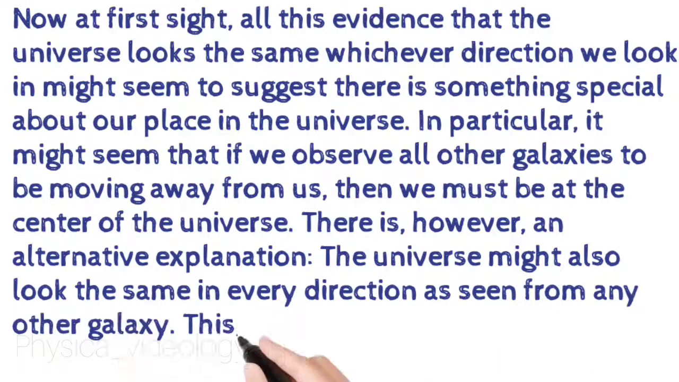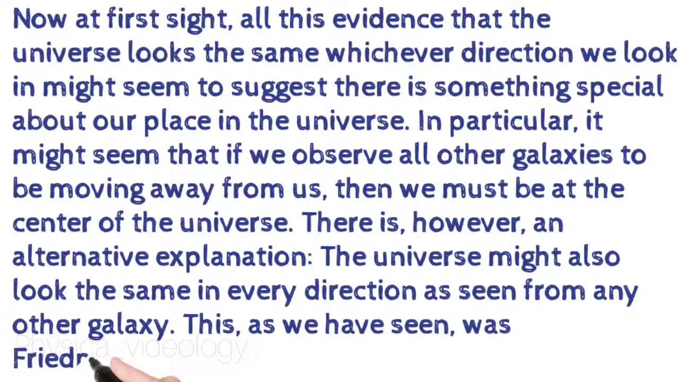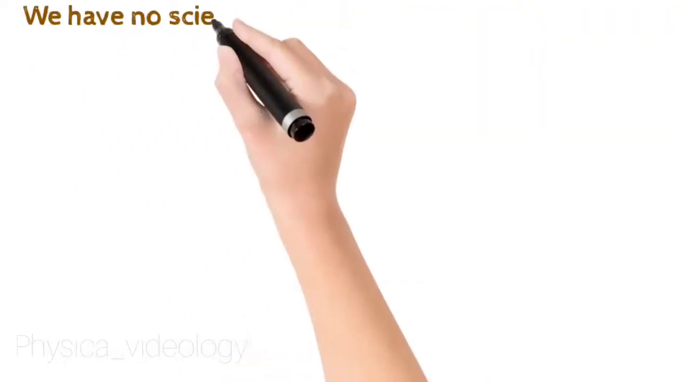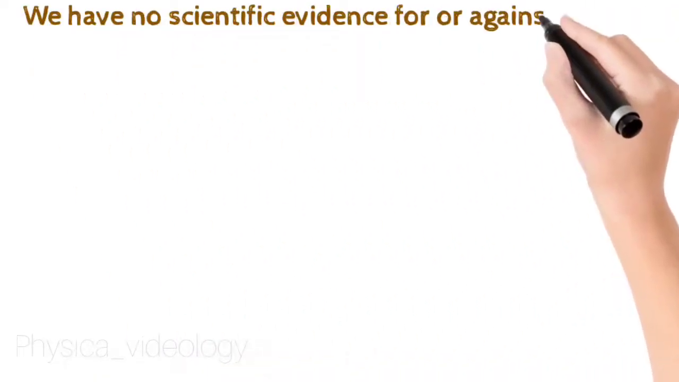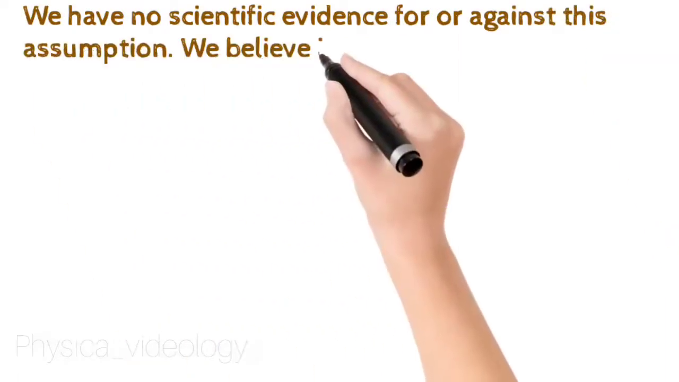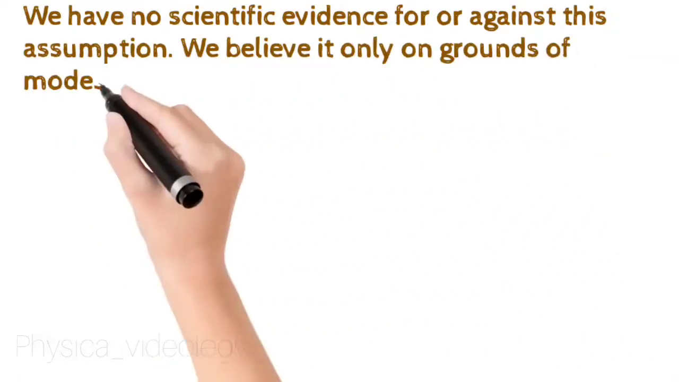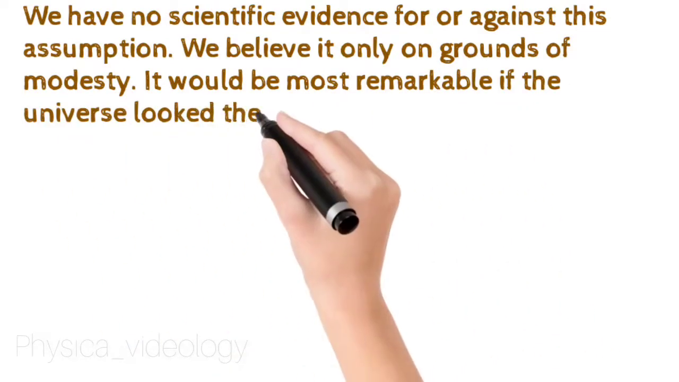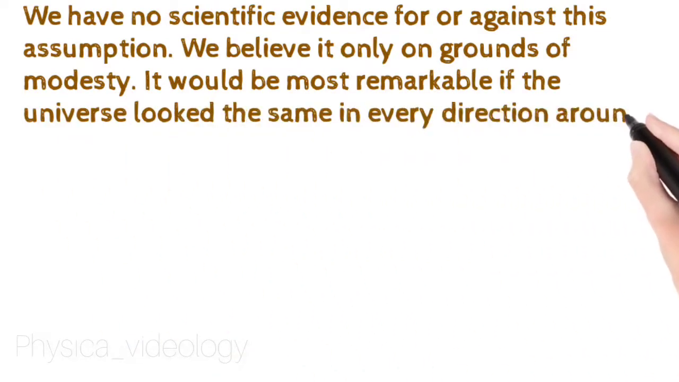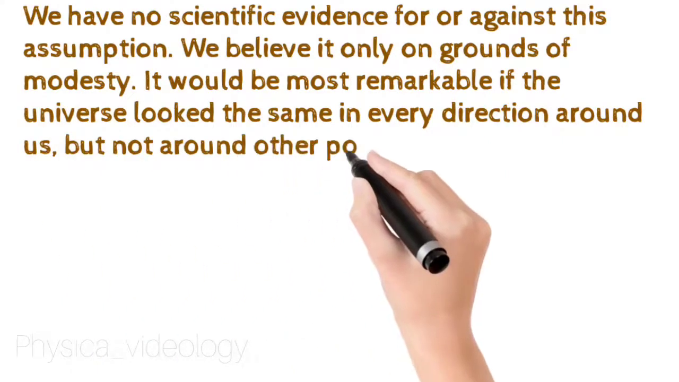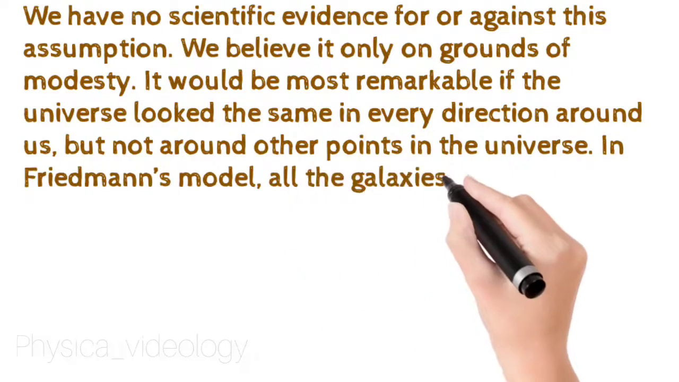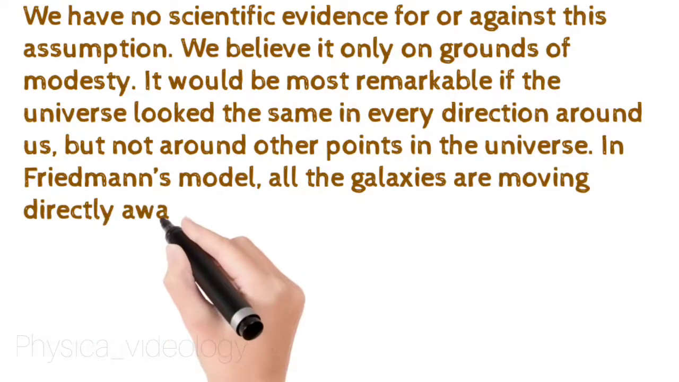This, as we have seen, was Friedmann's second assumption. We have no scientific evidence for or against this assumption. We believe it only on grounds of modesty. It would be most remarkable if the universe looked the same in every direction around us, but not around other points in the universe. In Friedmann's model, all the galaxies are moving directly away from each other.